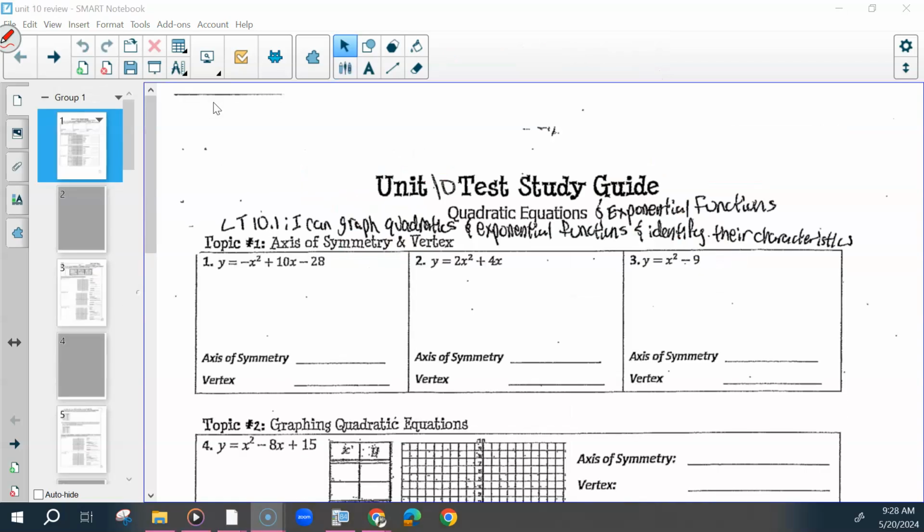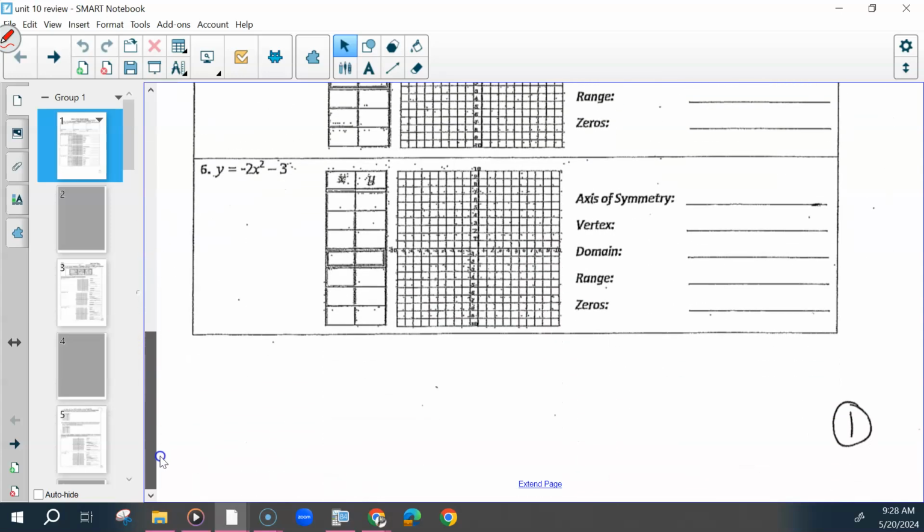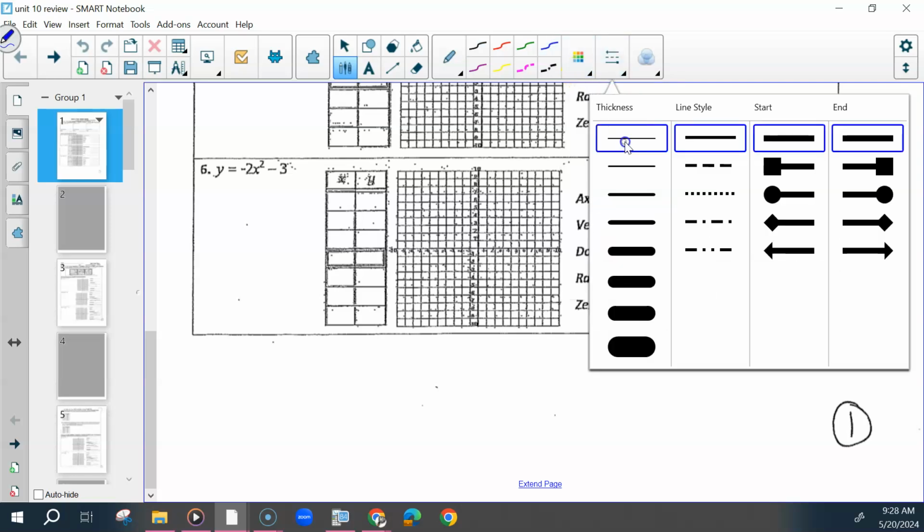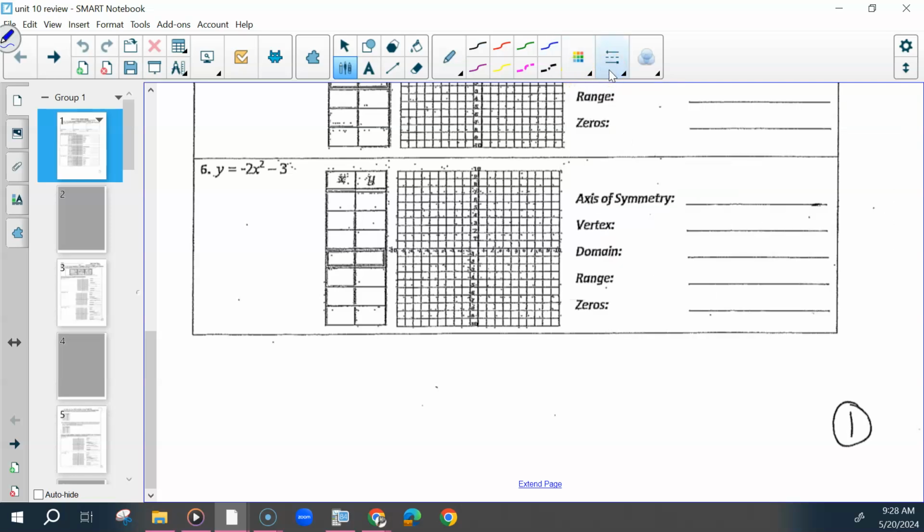Starting on Unit 10, what questions do we have on that first page? So part of this we'll do by hand, and then the other part we're going to do on the calculator. First, we have to find our axis of symmetry. The formula to do that is x equals negative b over 2a.